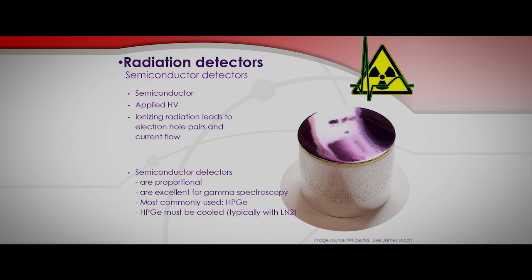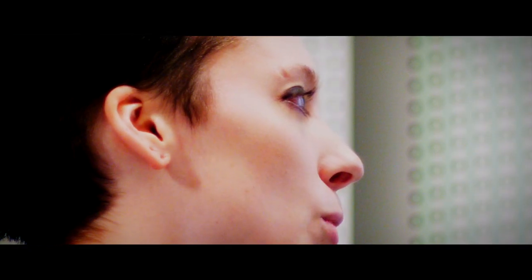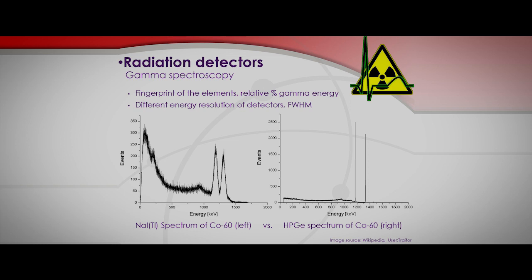And you also have the semiconductor detectors, which are very expensive, usually, and have to be cooled, because they're conductive at room temperature, but the energy resolution is better, so they produce narrower pulses. We can look at that in the next picture, actually.